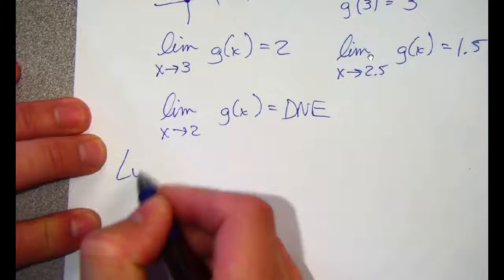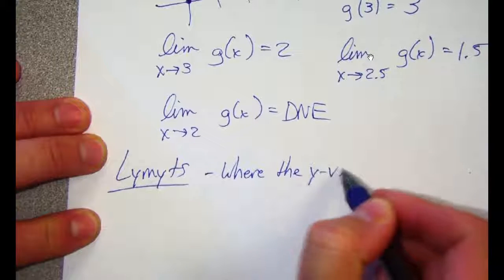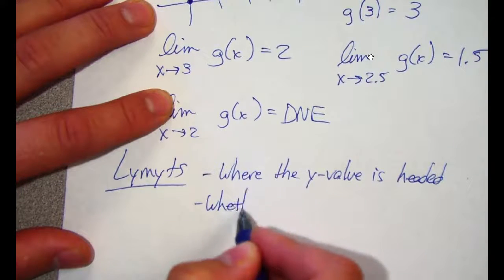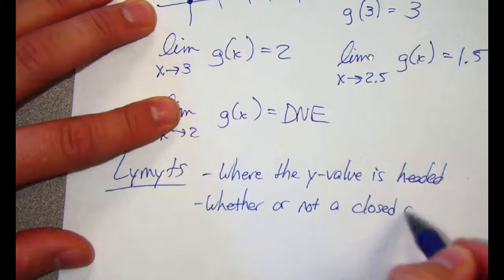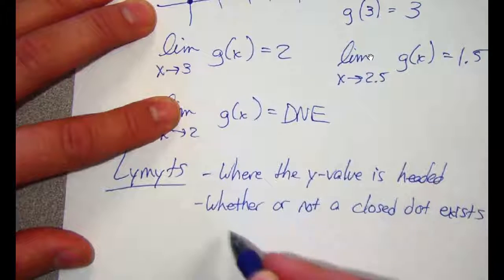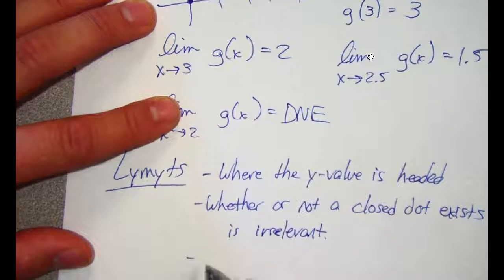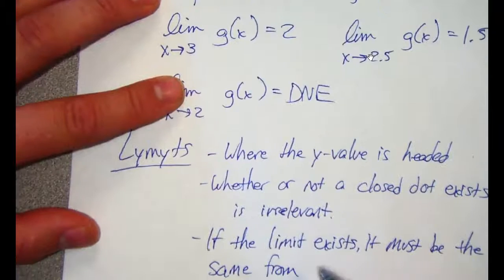So what we're looking for is where the y value is headed. Whether or not a closed dot exists is irrelevant. And if the limit exists, it must be the same from both sides.